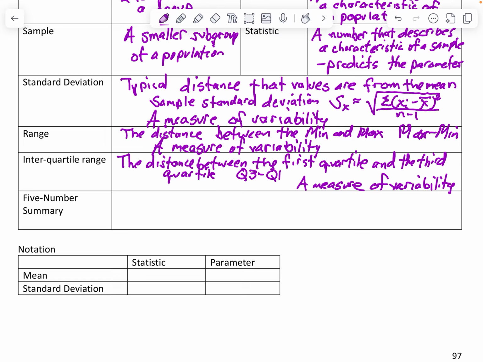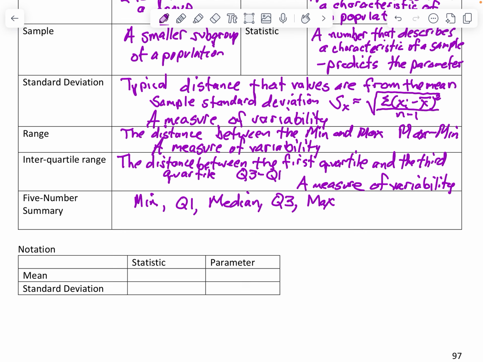Lastly, when we talk about a 5-number summary, that's usually with our box plot. We list the min, quartile 1, the median, quartile 3, and the max. That will give us the 5-number summary for a data set.